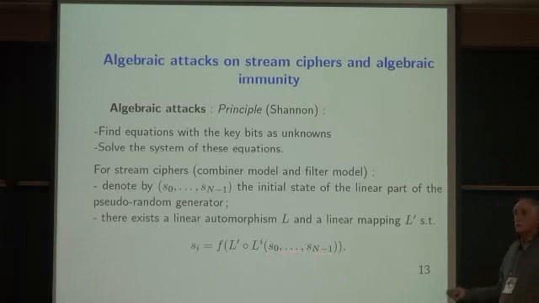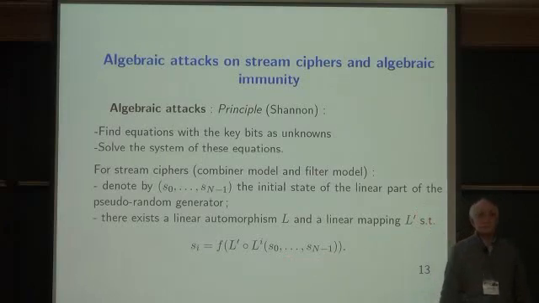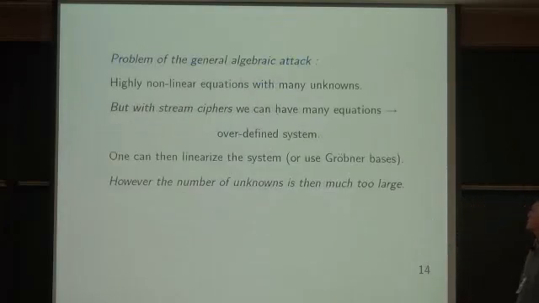It's something like 128, something like that in practice. So when you have a system of equations, even quadratic ones, with many unknowns, it's not possible to solve it. Some crypto systems are based on this difficulty: as I said, highly nonlinear equations with many unknowns.